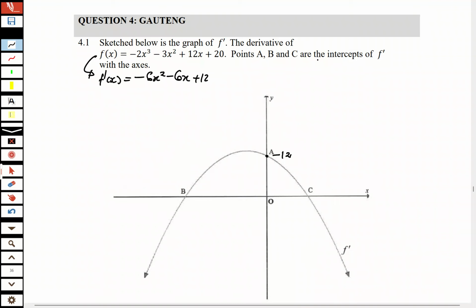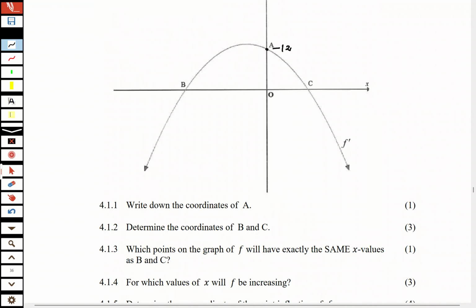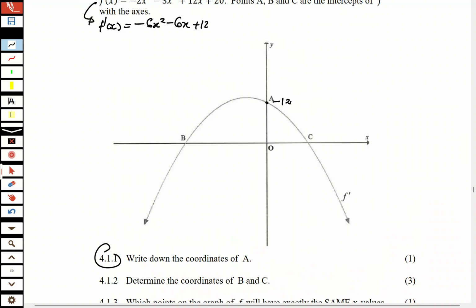These points A, B, C are the intercepts of your first derivative, which is the quadratic. So the first question is to write down the coordinate of A. You see this thing write down, meaning it is given. So A is simply 0 and 12. They didn't say write down the y, guys. They say coordinate. So you say 0 and 12.